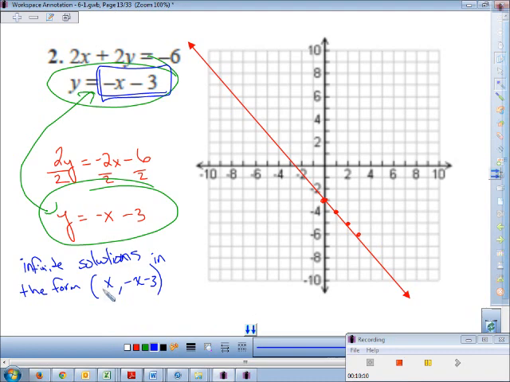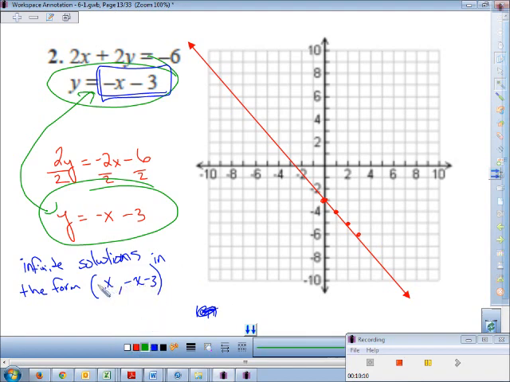Just like if x was 0, right? Then y would turn out to be 0 minus 3, which is negative 3. So they're saying 0, negative 3 is one of the solutions. If you let x be 1, then 1, negative 2 would be a solution. So there's an infinite number of solutions in the form of x, negative x minus 3.